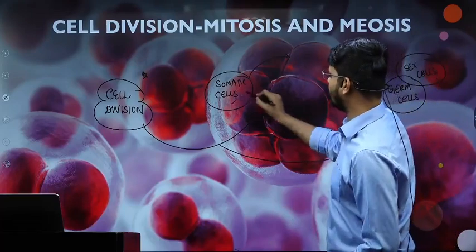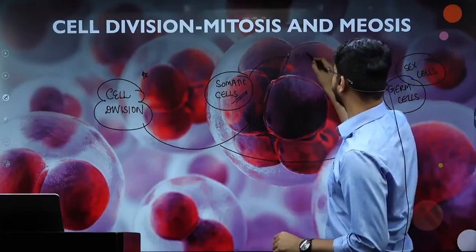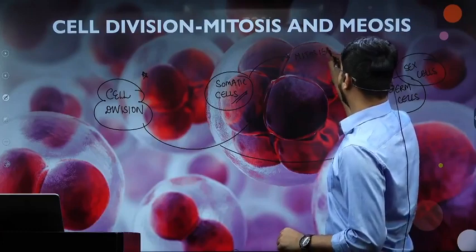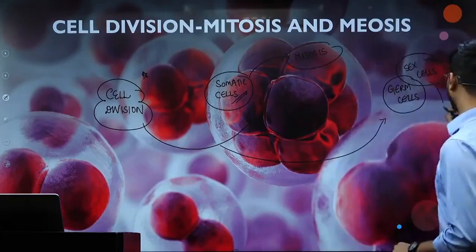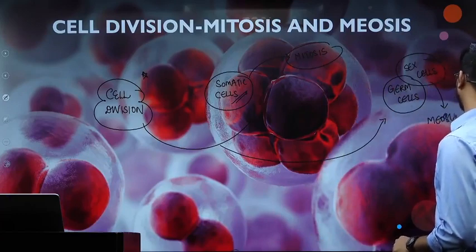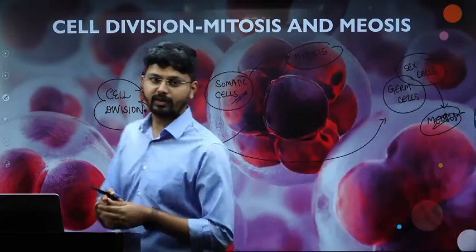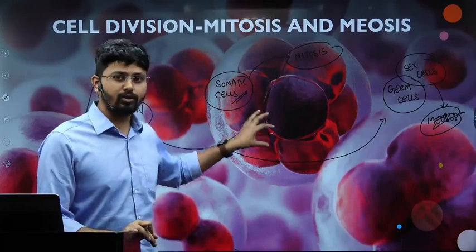So what process are they going to adopt in this multiplication? For somatic cells, they are going to adopt a process known as mitosis, and these cells are going to adopt a process known as meiosis. So this is with respect to the types.